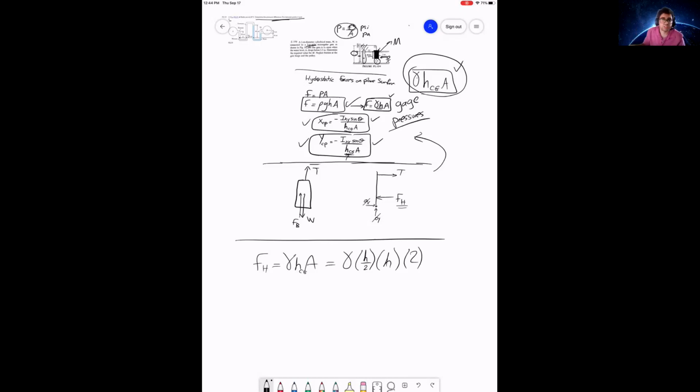It's good to label these areas. So I should write maybe A submerged. It's not the area of the entire gate. It's only the area of the submerged part of the gate. Oh, okay, yeah, it is confusing. Okay, got you. All right. So in terms of H, you can cancel the 2 and you'll get what? Gamma H squared.